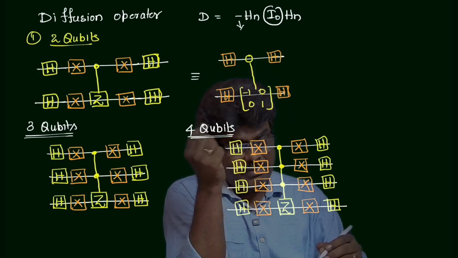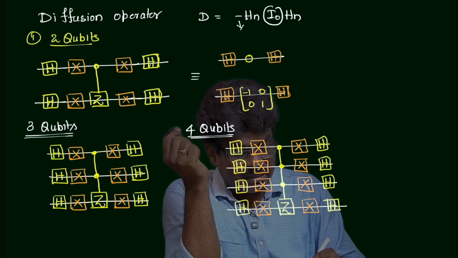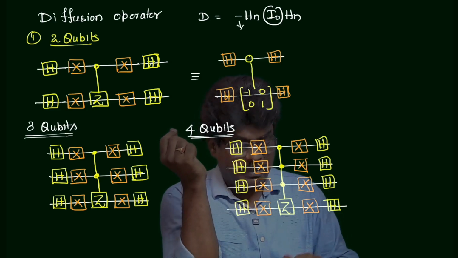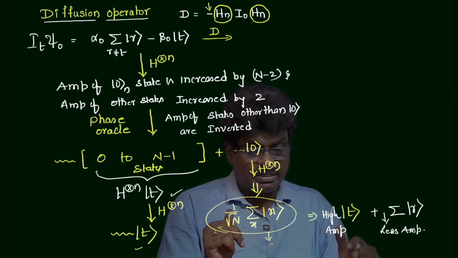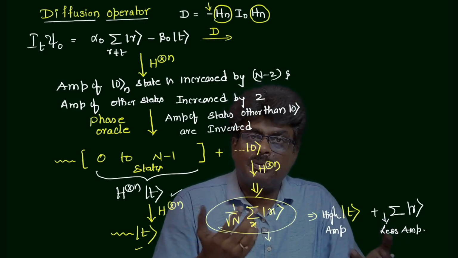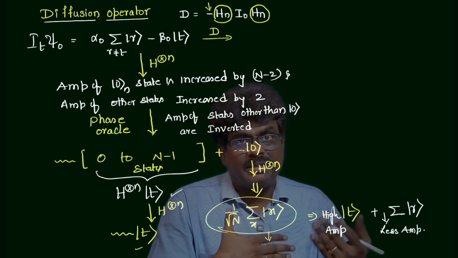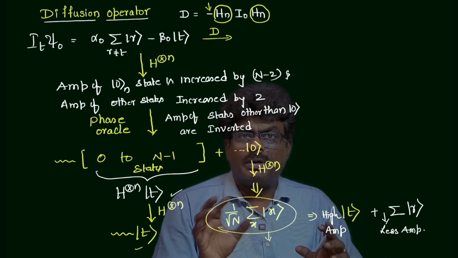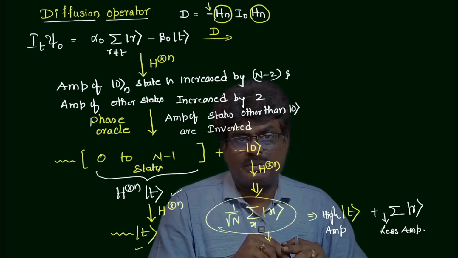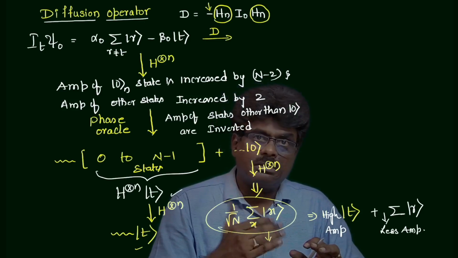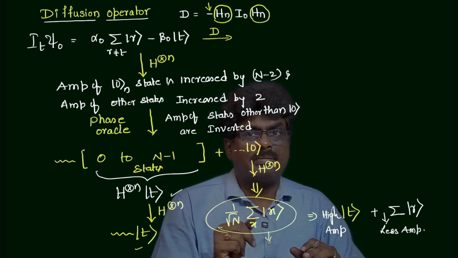I hope you understand the importance of this diffusion operation. So this one, I request you please go through. Then you will understand more clearly what Grover's algorithm is, and how the amplitude of a target state is increasing. But in the example, you will understand more clearly. So I request you please watch that next lecture also. I will explain a 2 qubit example, as well as a 3 qubit and a 4 qubit example also. Okay, so thank you.